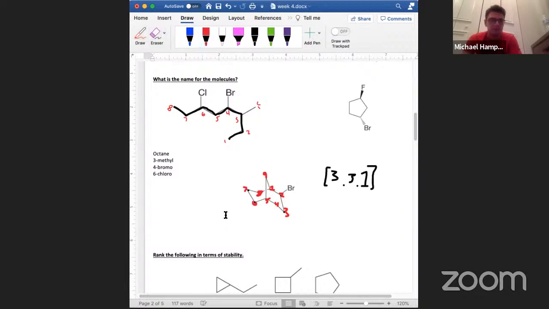All right. So you have a bromine on the second, right? So 2 bromo. Bicyclo, because it's a bicyclo molecule. Bracket. We figure out the bracket. And what's our prefix for 9 carbons?